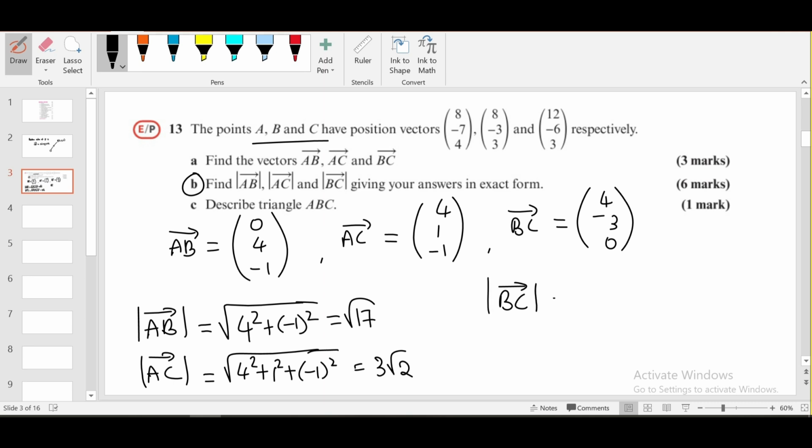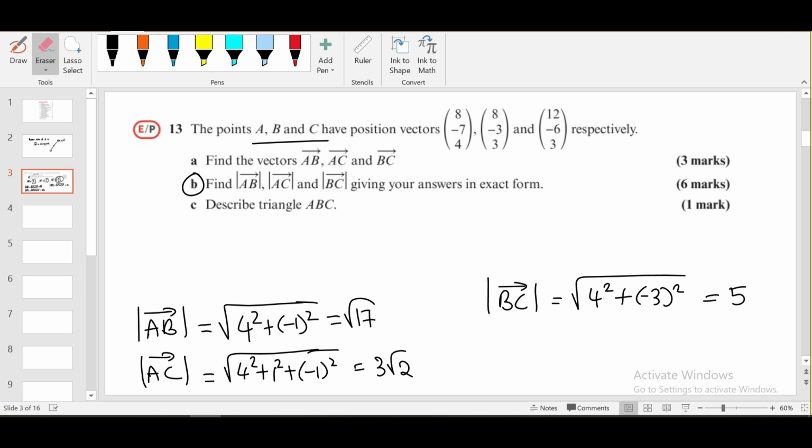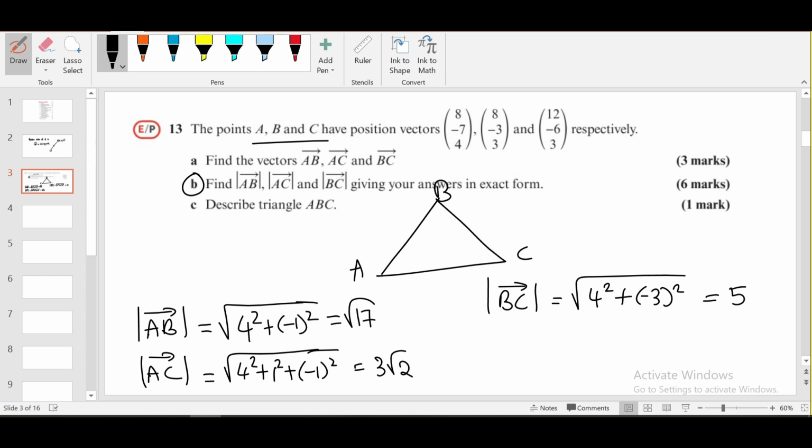And then find modulus of BC vector. Modulus of BC is square root of, use BC vector, 4 square plus minus 3 square, which is 16 plus 9, 25. You will get square root of 25 is 5. Copy that. Now you have the length of three sides AB, BC and CA of a triangle, right? Let's take it as a triangle ABC. The modulus of AB is the length of this side. Modulus of BC is 5. This is 3 root 2.